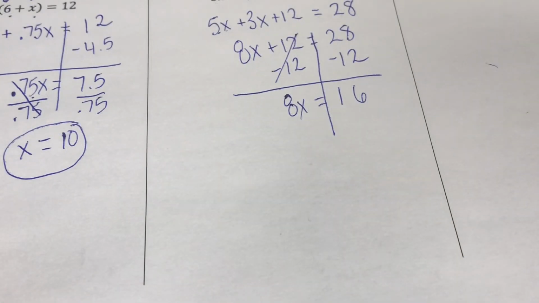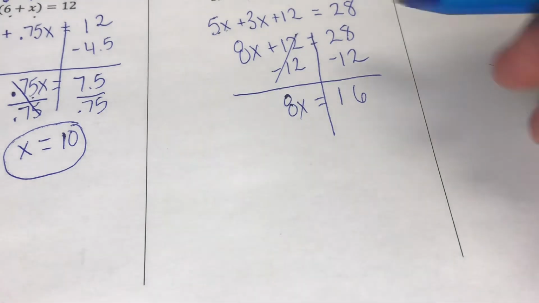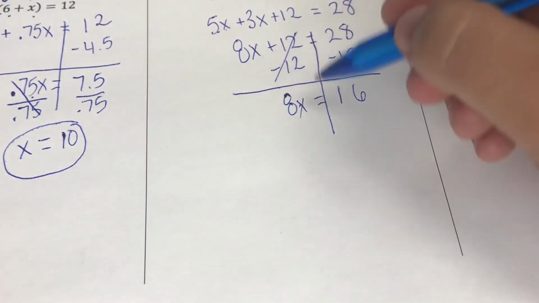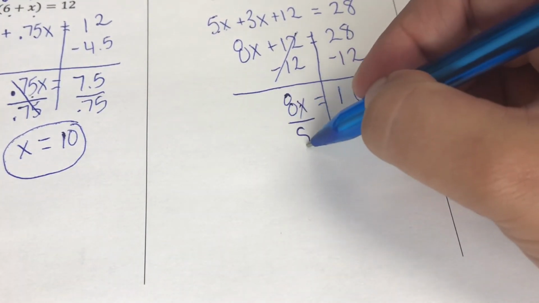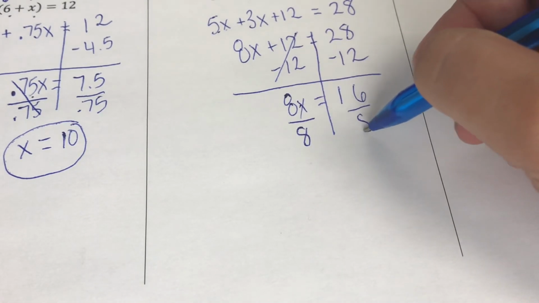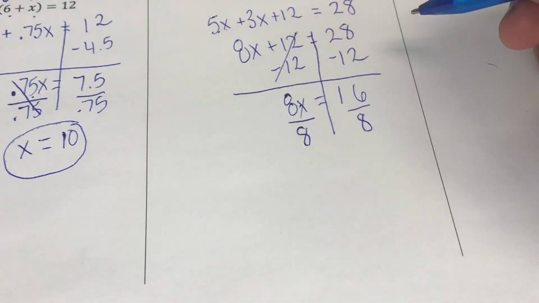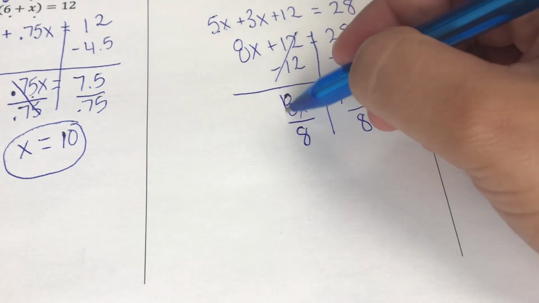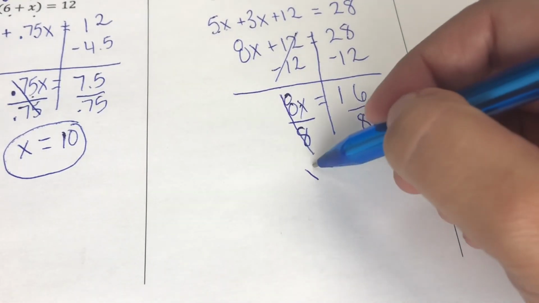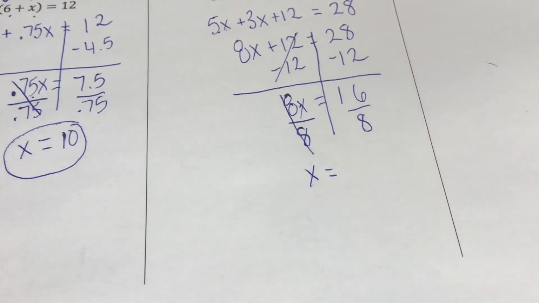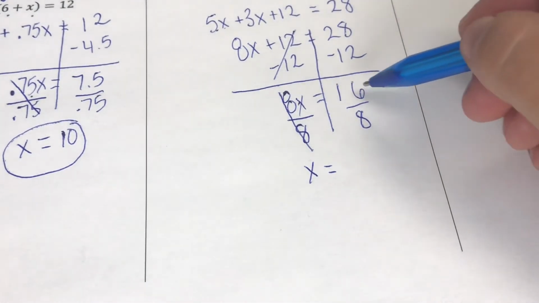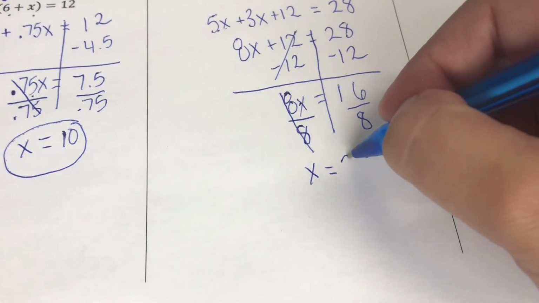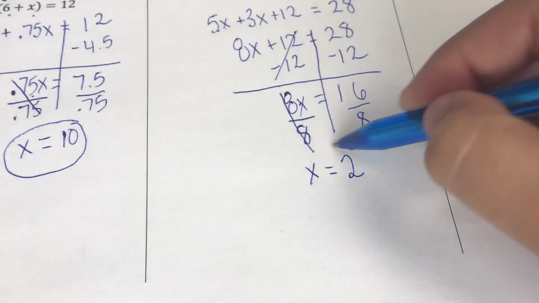Our goal now is to use the opposite operation or inverse operation for multiplication. So we're going to divide both sides by 8 to undo the multiplication that's happening here. Well, the 8's cancel out and we're left with an x. Now our only goal is to divide 16 divided by 8, which we know is 2.